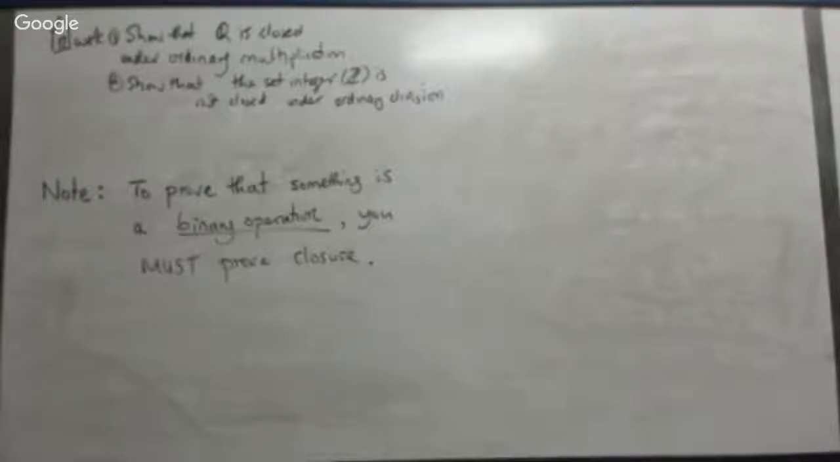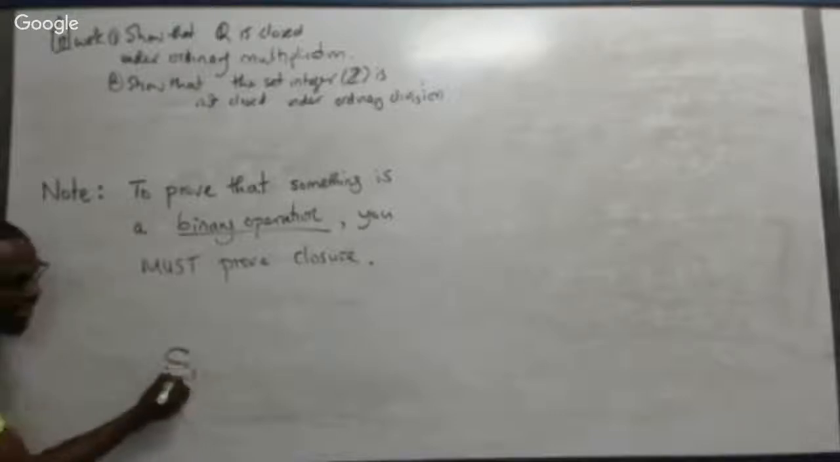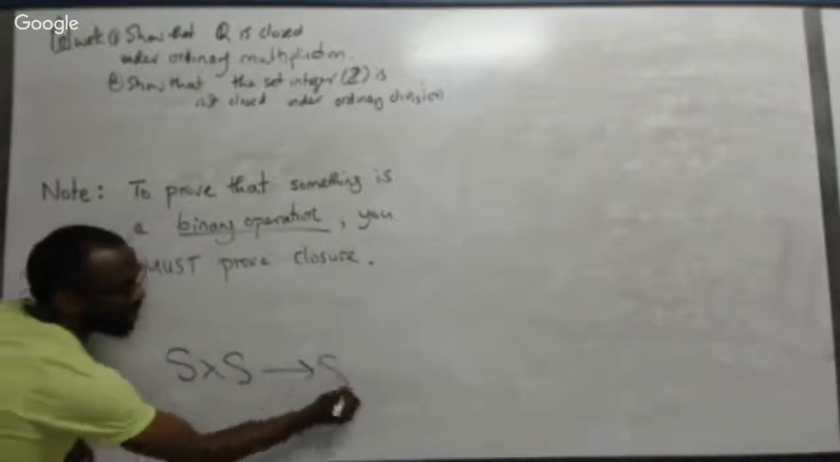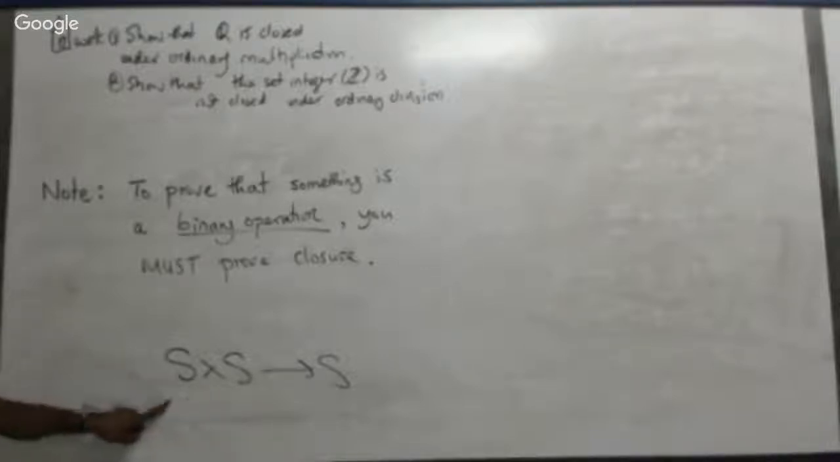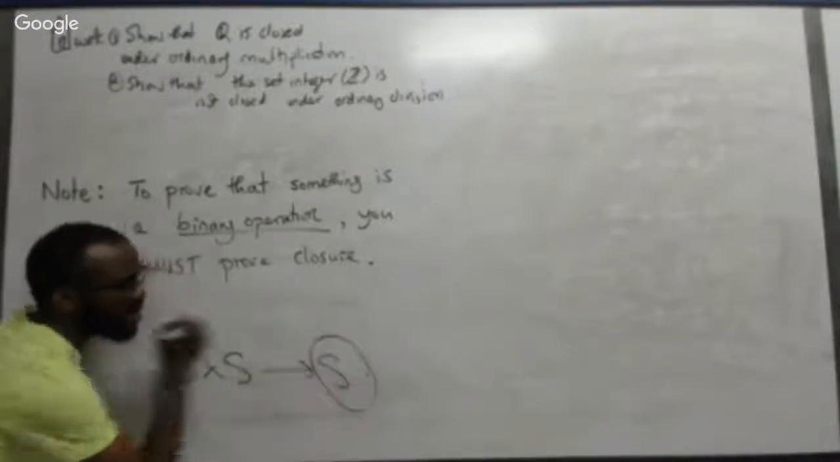That's the whole way. If they say to you, show that this is a binary operation, I need to show that under the operation, the set is closed. Why? Because technically, that's what that meant. It means when I take two elements of this set, it produces another element of that same set.